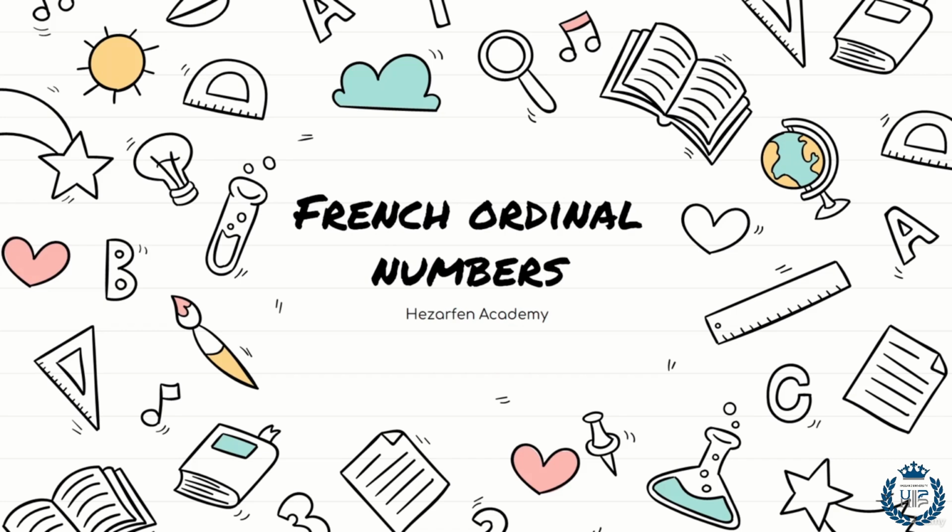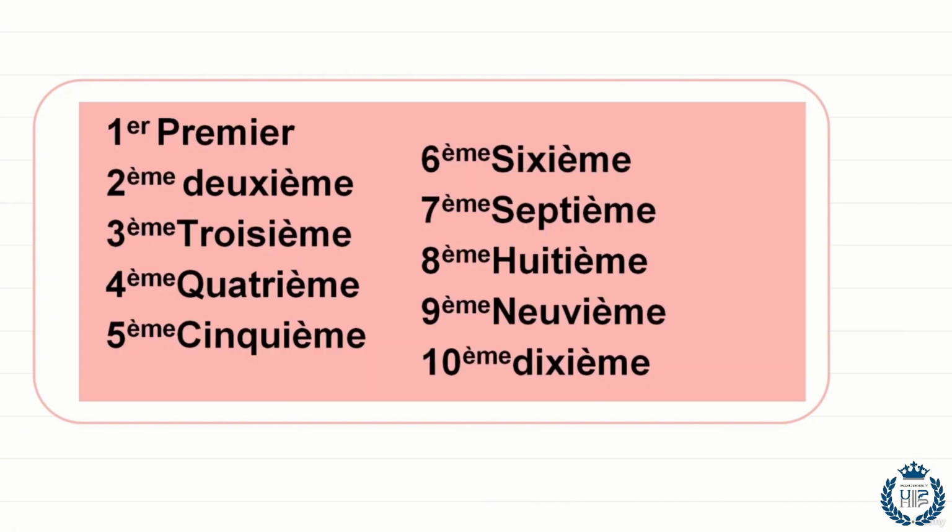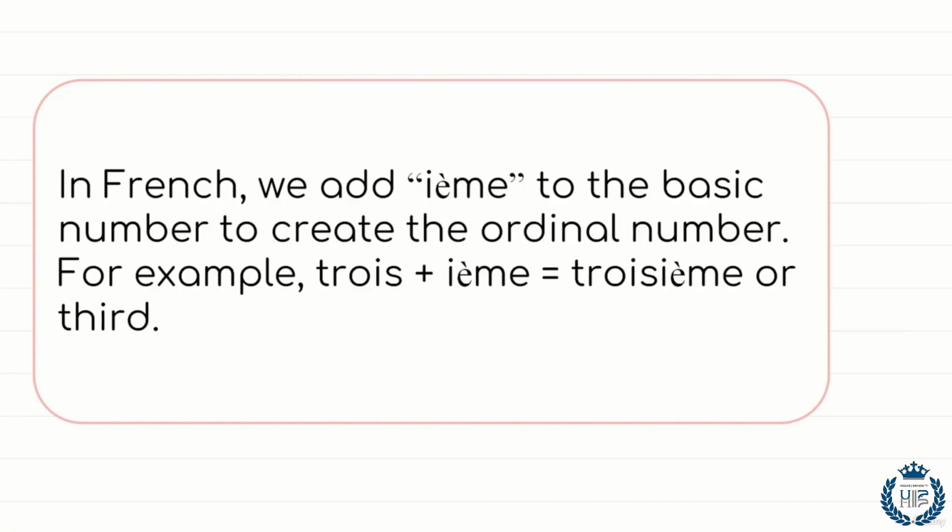In this lesson, we're going to be looking at French ordinal numbers. After learning the numbers, I thought it would be an extra good lesson for you to learn. There are a lot of ordinal numbers, but we're going to be looking at 1 to 10. Okay, first of all, let's see how we form these numbers.